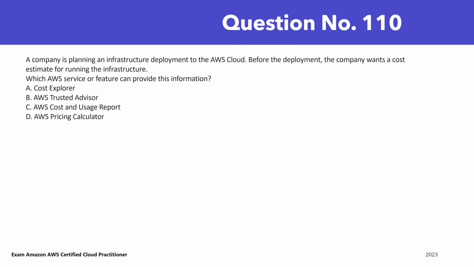A company is planning an infrastructure deployment to the AWS Cloud. Before the deployment, the company wants a cost estimate for running the infrastructure. Which AWS service or feature can provide this information? A. Cost Explorer. B. AWS Trusted Advisor. C. AWS Cost and Usage Report. D. AWS Pricing Calculator. Correct answer, D.